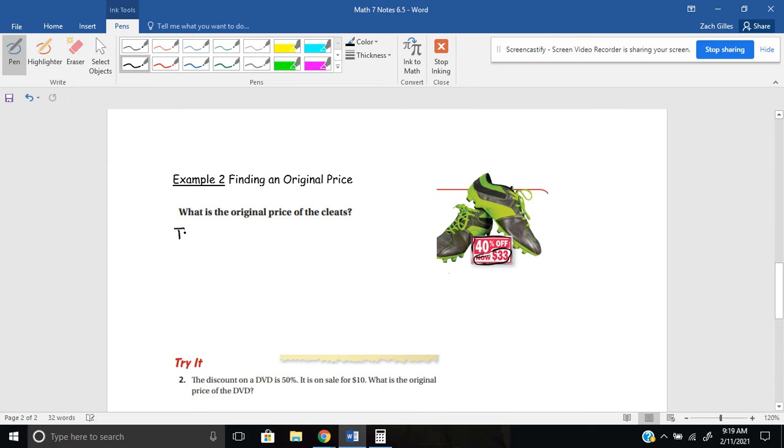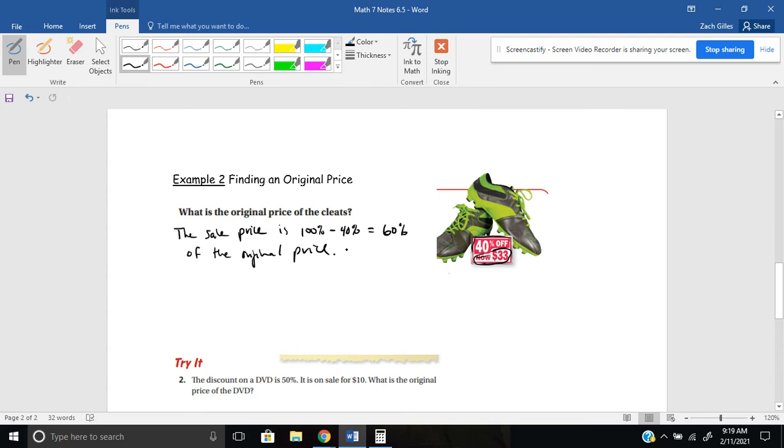The sale price is 100% minus the 40%, because we got 40% off of the total, which is 100%. So that means that would be 100% minus 40%. It is 60% of the original price.